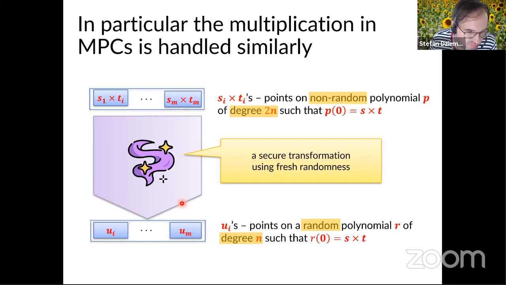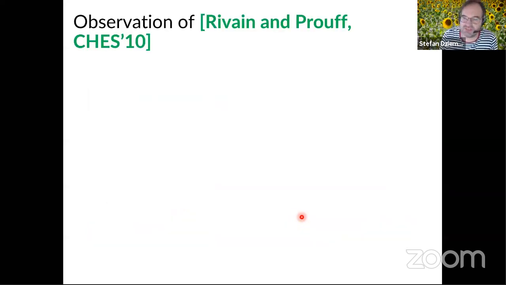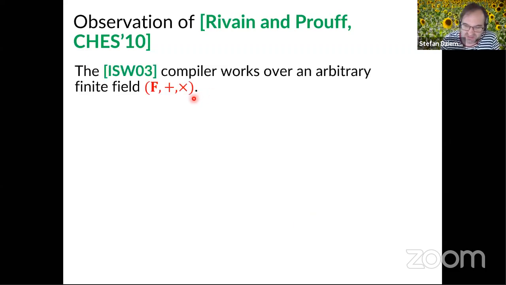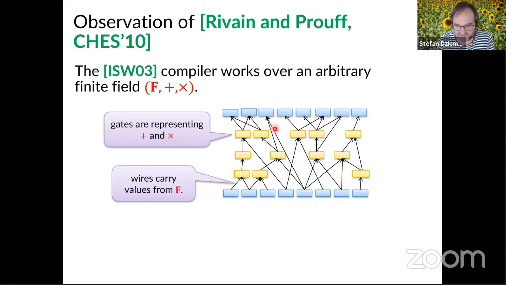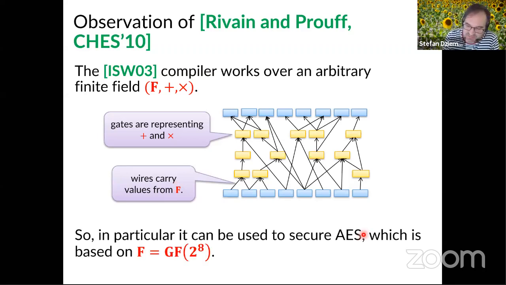Let me tell you quickly what was the impact. So there was this very important paper by Rivain and Prouff at CHES 2010 where they had the observation that this compiler also works over arbitrary fields, not only over Z2. So you just take the same as before, but wires will carry values from a field F, right? And that was very important because AES is built using a finite field, right? So then you could use this to mask AES. So it was a very nice observation.